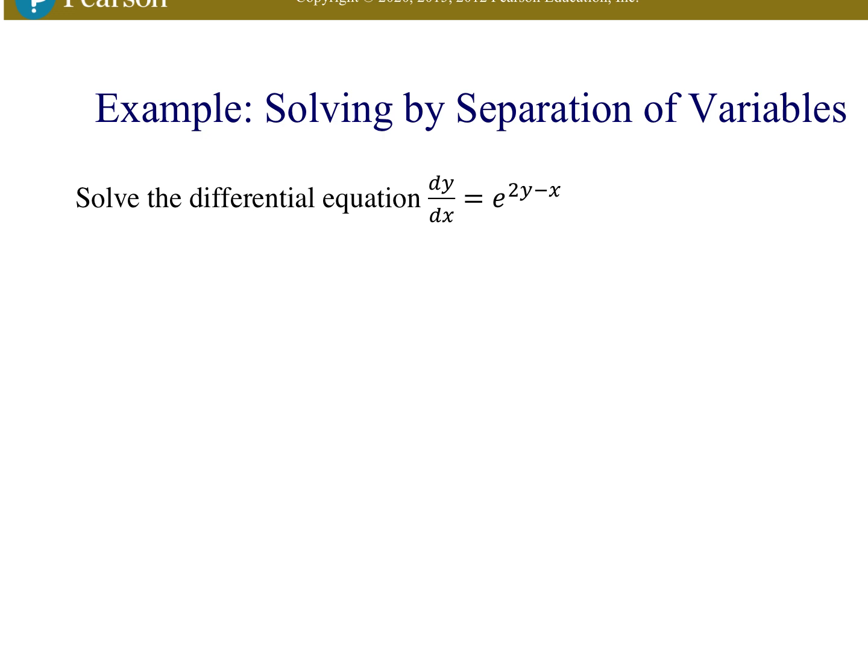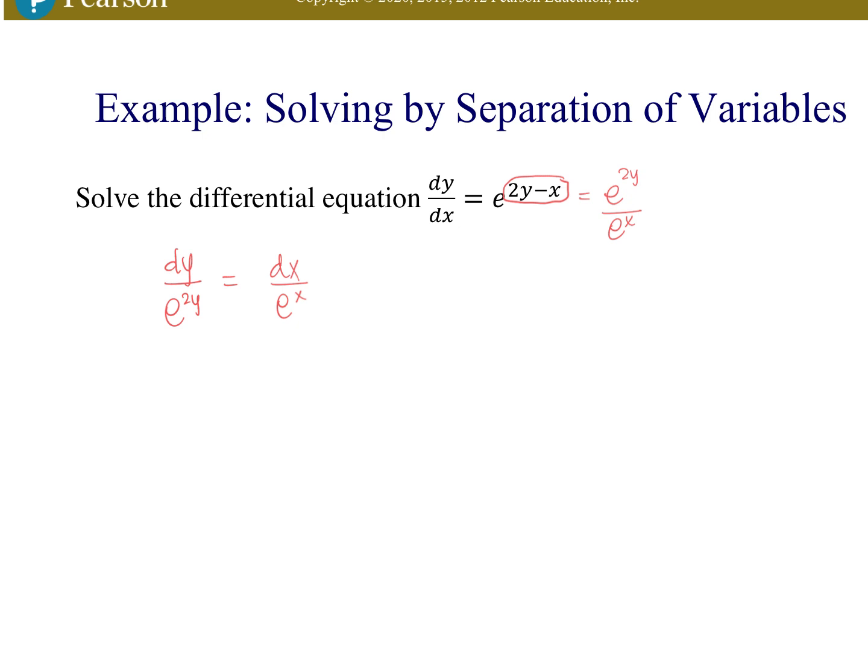Sometimes things don't look like they are products or quotients. For example, this 2y minus x doesn't immediately strike us as a product or quotient, but it is, because you can write this as e to the 2y divided by e to the x. So this is a quotient, and it does mean that we can separate these two variables. So we'll end up with dy over e to the 2y, and then we'll end up with dx over e to the x.